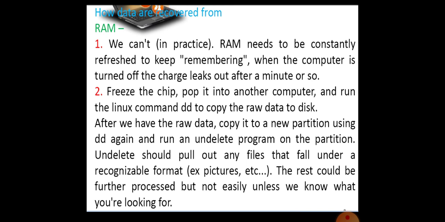Actually, RAM recovery is very difficult. It has many procedures to be fulfilled to recover the data from RAM.